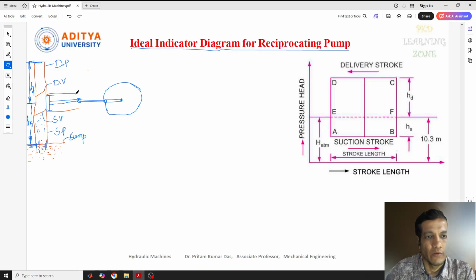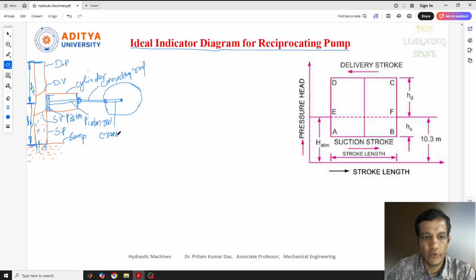Now, as I told you, this is our cylinder. Inside the cylinder we have this piston, and this is the piston rod, and the piston rod is connected to this one. This is nothing but the connecting rod, and this part is nothing but the crank.